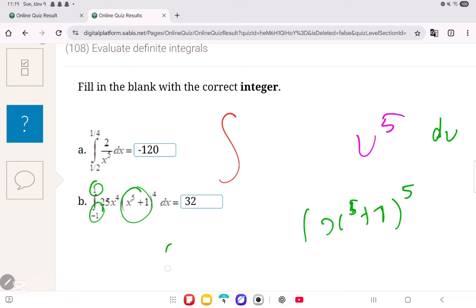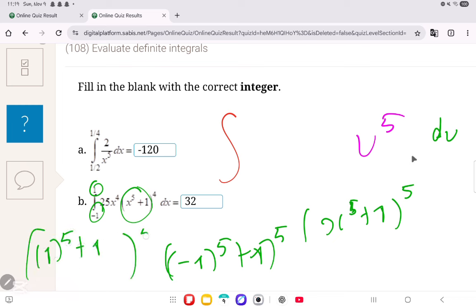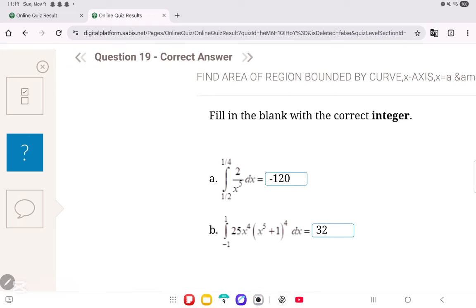So minus 1 to the power of 5 plus 1 to the power of 5. Sorry, you put the bigger value first. So 1 to the power of 5 plus 1 to the power of 5 minus minus 1 to the power of 5 plus 1 to the power of 5. And you will get your answer, which is 32. Question number 19.